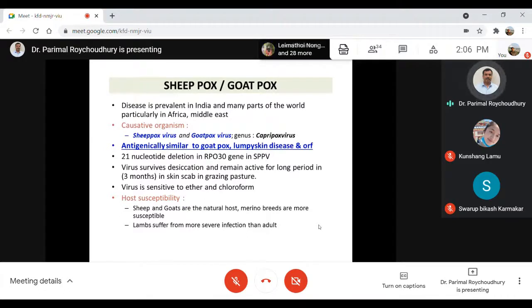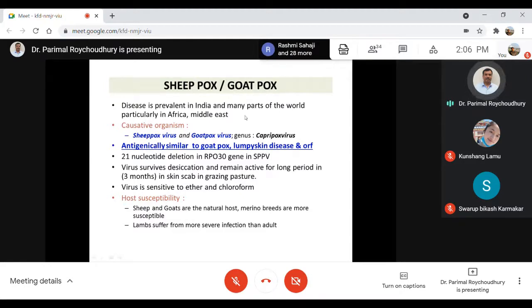This sheep and goat pox, no doubt, these initial two slides we discussed earlier, but let us recollect what we discussed. These two diseases are caused by two different viruses, but both the viruses are almost similar. We can say 99.9% similar, with little differences in the genomic structure. As a result, they have been given separate entities as sheep pox and goat pox virus, these two being organisms under the Capripox genus. So vice versa, the disease may occur. Goat pox can infect sheep, and sheep pox can also infect goats.